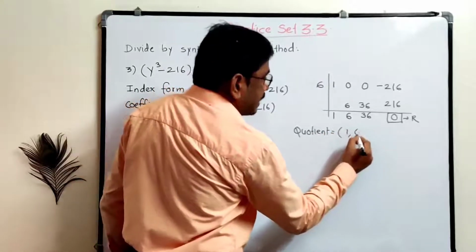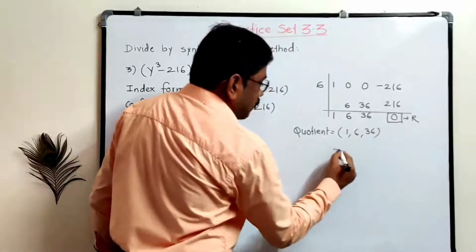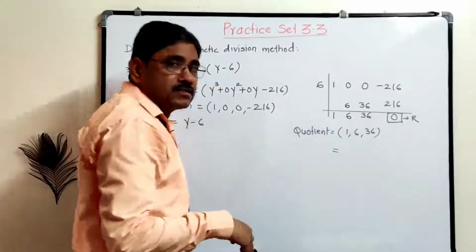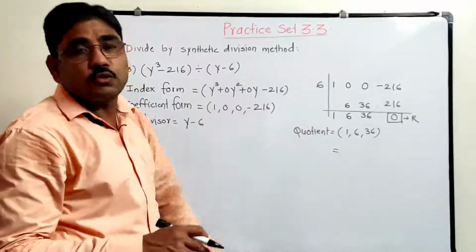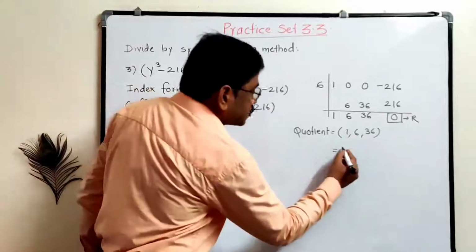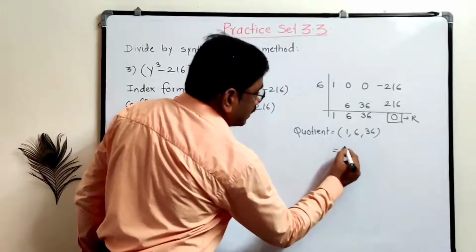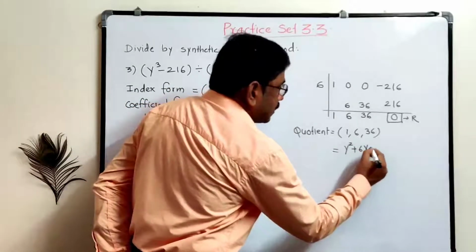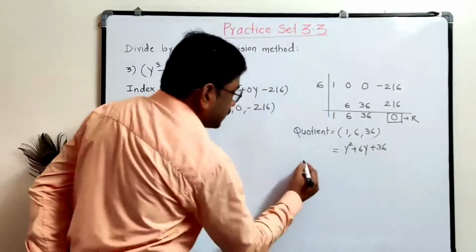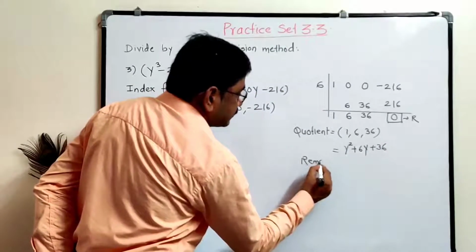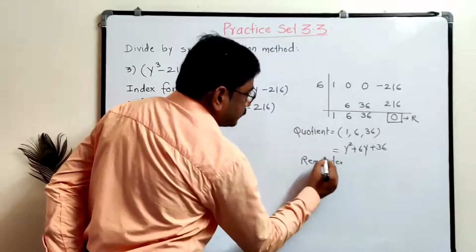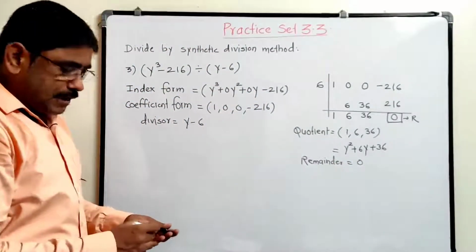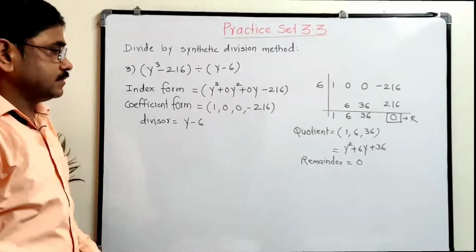In coefficient form, 1, 6, 36. So how many coefficients are there? 1, 2, 3. From 3, subtract 1. 3 minus 1 is 2. So the degree of this quotient is 2. So 1 y square means only y square, plus 6y and plus this 36. This is the quotient, and our remainder is 0. So in this way, easily we can divide the polynomials using the synthetic division method.